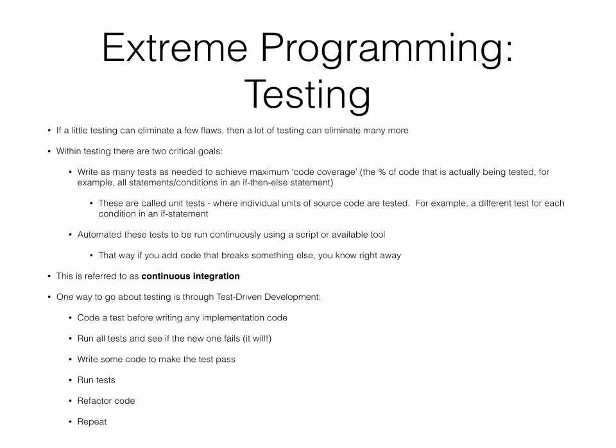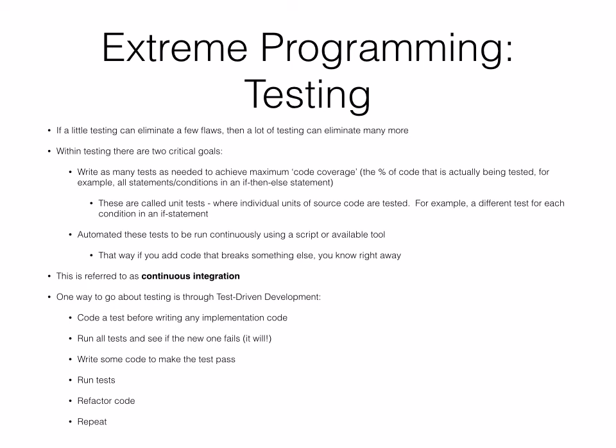Many times these tests are what are called unit tests, where individual units of source code are tested. A unit, for example, in the example I just gave, is the thing that happens in the first part of the if statement. Another unit would be what happens if the condition is not met, and it proceeds to the else part of the statement. So you would have two different unit tests to test both of those cases. Those are unit tests, and you want to write those to achieve maximum code coverage.